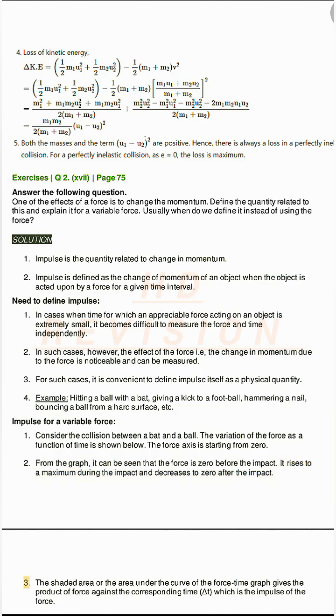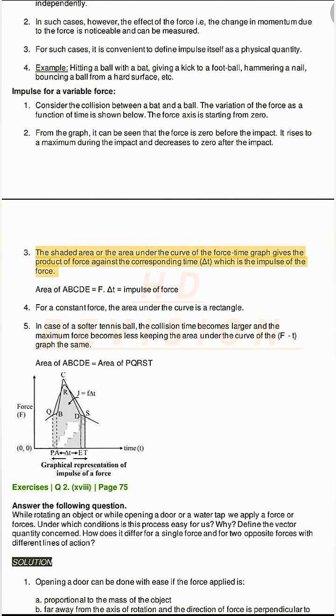3. The shaded area, or the area under the curve of the force-time graph, gives the product of force and the corresponding time, delta t, which is the impulse of the force. Area of ABCDE equals F delta t equals impulse of force. 4. For a constant force, the area under the curve is a rectangle. 5. In case of a softer tennis ball, the collision time becomes larger and the maximum force becomes less, keeping the area under the curve of the F-t graph the same. Area of ABCDE equals area of PQRST.